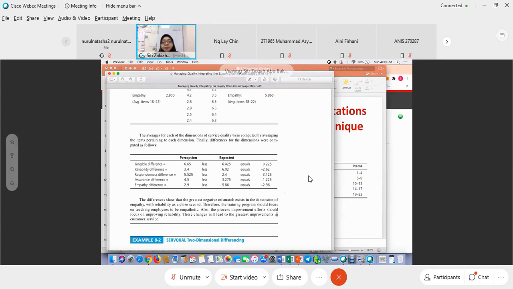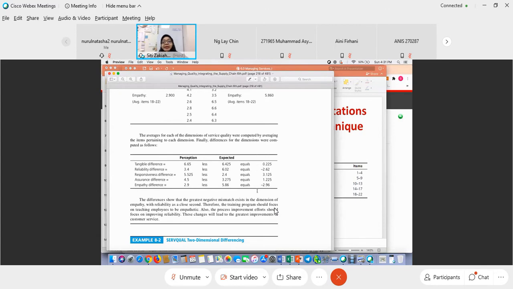So why do you measure? You measure because you want to improve. The whole point of quality measurement is that you want to improve. So if you improve on empathy, because empathy has the largest gap, that means it has the highest impact on customer satisfaction.